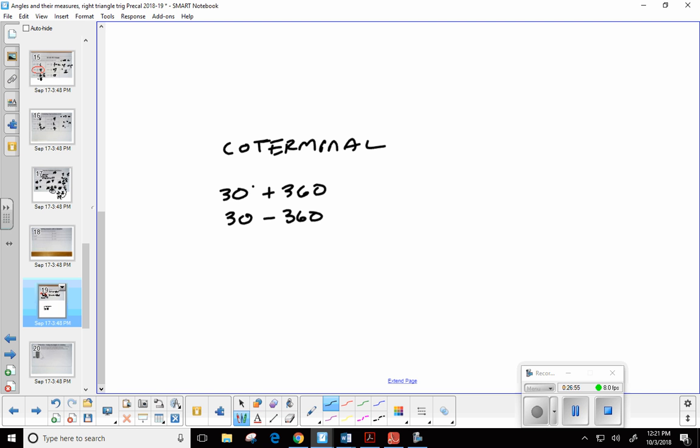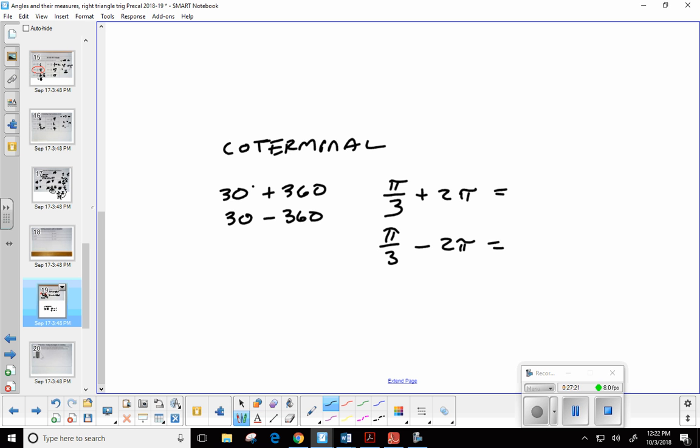If I give it to you in radians, if I were to give you something like pi over 3, what would I add and subtract from it? 2 pi. Remember, 1 revolution in radians is 2 pi. So I would add 2 pi, pi over 3 minus 2 pi, and I would get some answers there. You just have to get a common denominator.